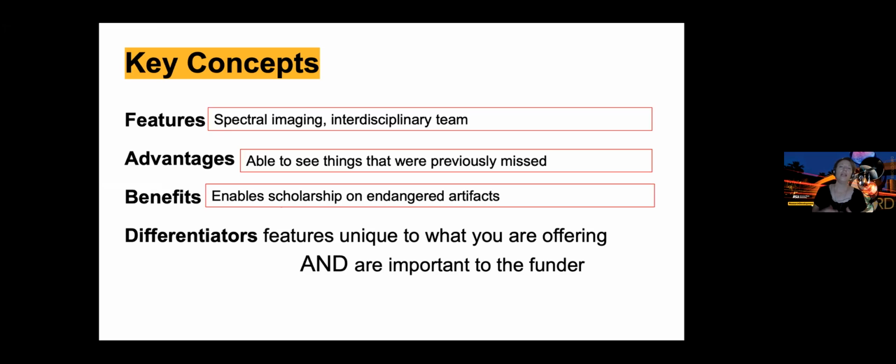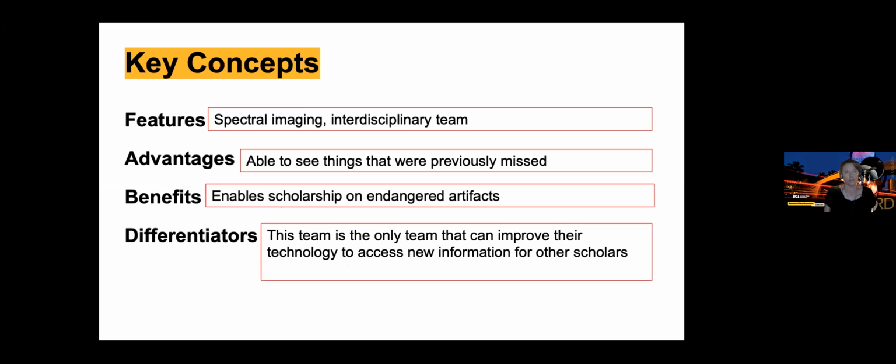Benefit, it does expand scholarship on particular texts that haven't been looked at before, that might be endangered, in fact. Okay, so my differentiator is I have a team that's the only team that can create this technology and apply it into the situation so that it expands the experience of other scholars. Now I'm assuming a lot that the funder I am targeting, this is important for. Now that's the assumption. Okay, that's how you run through this. You have to write it down.